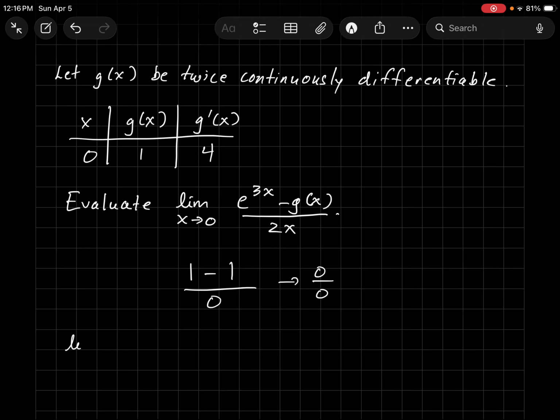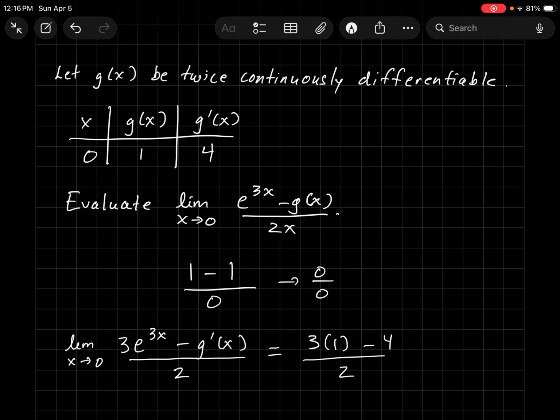L'Hopital's rule says, let's go ahead and do this again, but we'll take the derivative of the top. So the derivative of e to the 3x is itself times the derivative of the power, so 3e to the 3x, minus g prime of x all over 2. And then we can plug in again. So now we get 3 times e to the 0, or 1, minus g prime of 0, or 4, over 2, which gives us a value of negative 1/2.